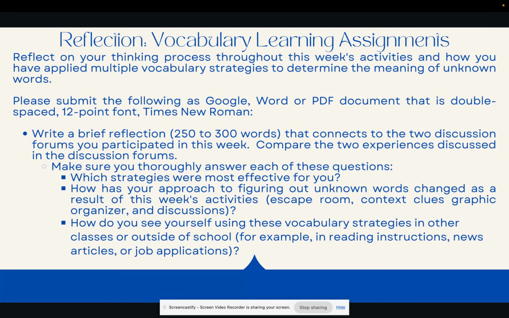For your assignment, this will be a reflection that looks at our discussion posts and this week's activities. Your response in the reflection should be 250 to 300 words. Answer 3 questions. Which strategies worked best for you? How did your approach to figuring out unknown words change? And how will you use these strategies in other classes or outside of school, like when reading instructions, news, or job applications? Your reflection should be submitted as a Google, Word, or PDF document that is double-spaced, 12-point font, and Times New Roman.